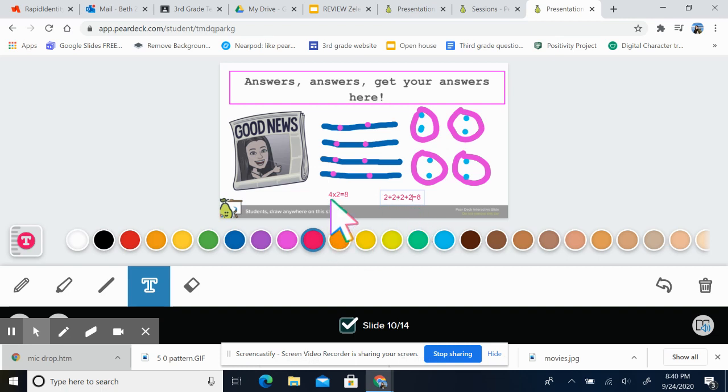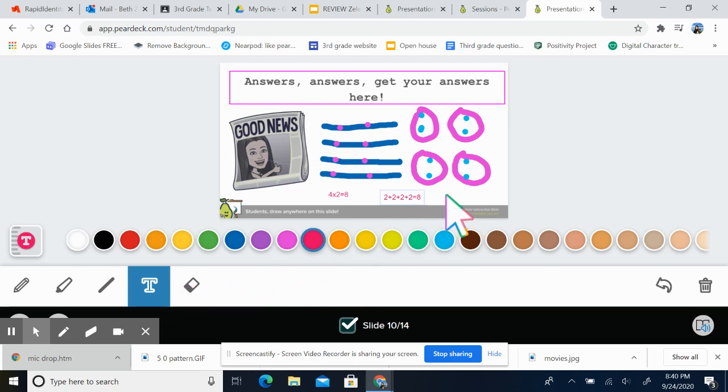So it's the same way that I say this equation. 4 groups of, make your X, 2. 4 groups of 2. 1, 2, 3, 4 groups of 2. 2 plus 2 plus 2 plus 2 equals 8. 2, 4, 6, 8.